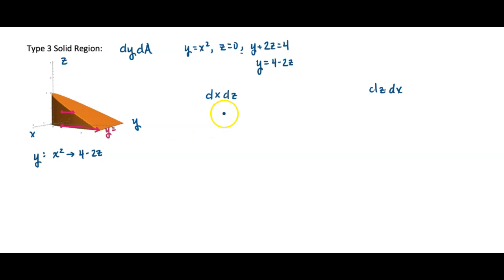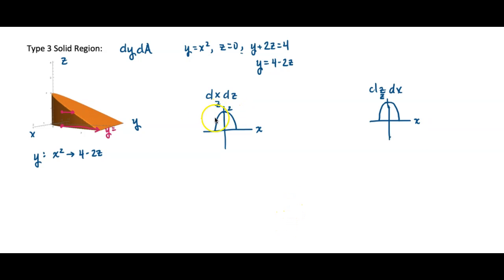All right, now that I have our y bounds, let's look at dx dz and at dz dx. We're looking at these coordinate planes. We're just going to map the projection of this onto this zx plane, so we're looking at it from this angle. From this angle, we see a maximum at z equals 2, and then we see this parabola. So this is our projection onto the zx plane, where this is z and this is x.